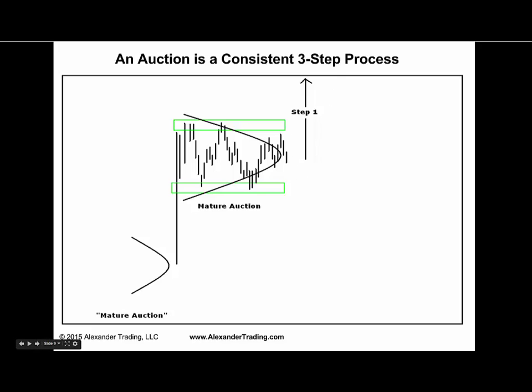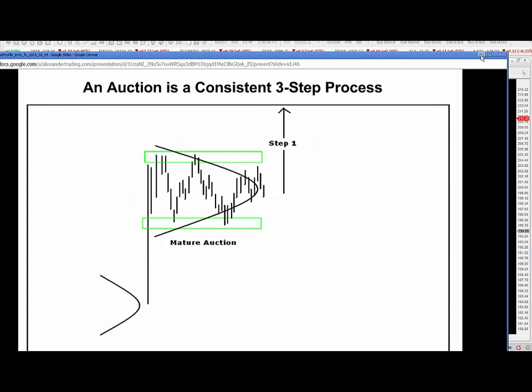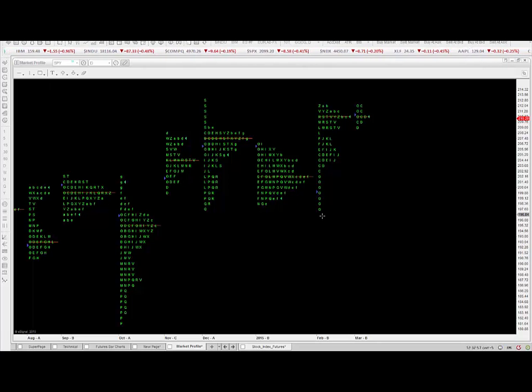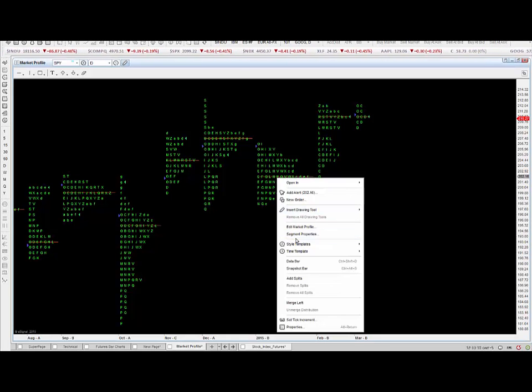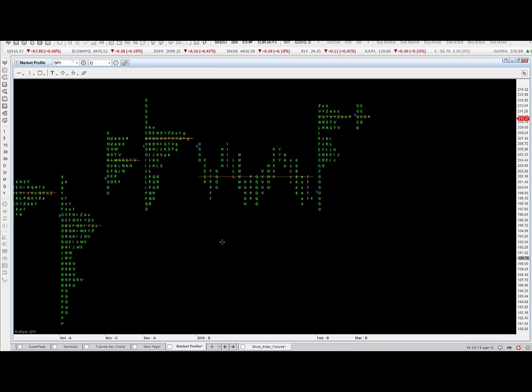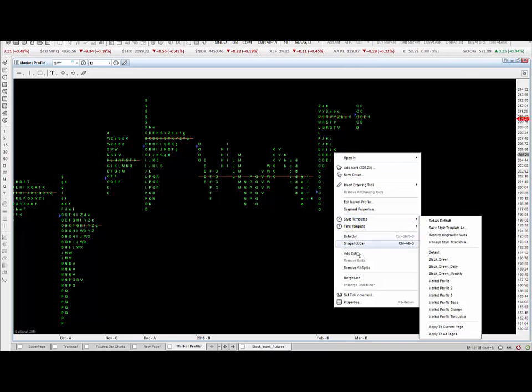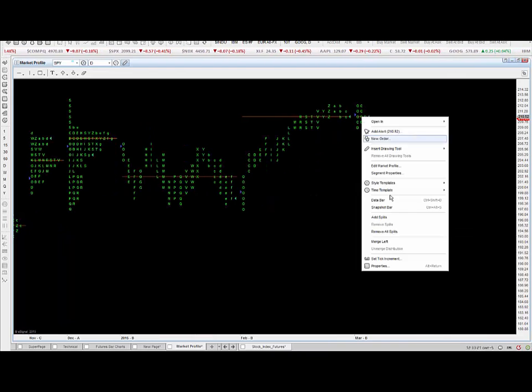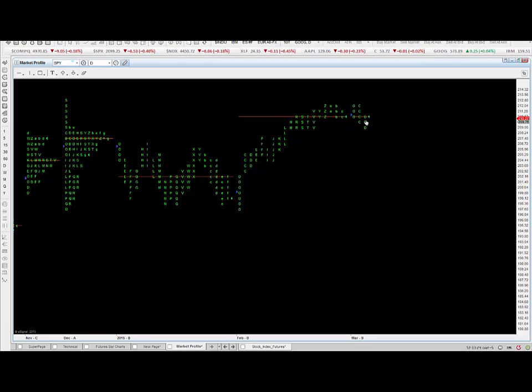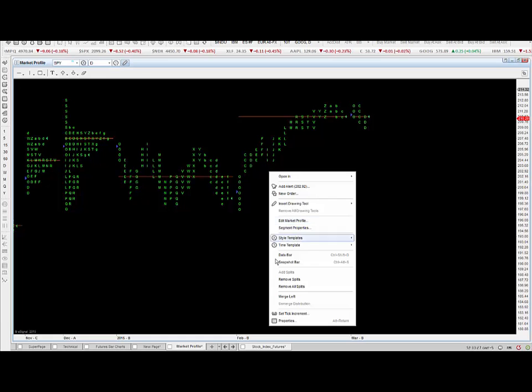Now, let's take a look at an actual example of this process that's in effect as this is being recorded. This is the spider. This is the S&P 500 ETF spider. What you're looking at here is a daily configuration of the profile chart. Each one of these letters is a day. This is the trading of January. This is the trading of February. And this is the trading so far in March of 2015. Now I'm going to unsplit this.